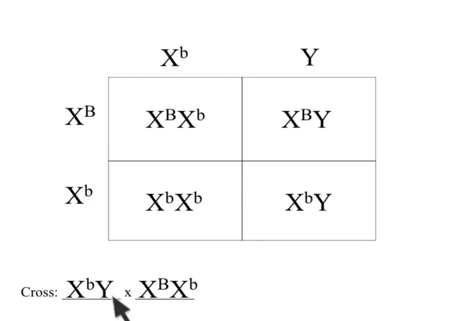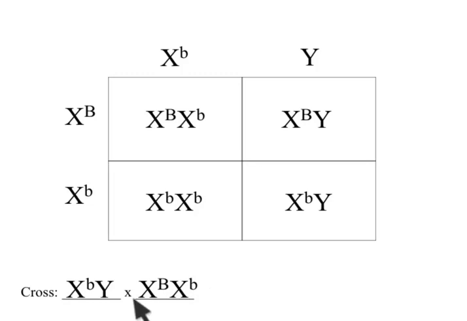Here we see the male that on his X chromosome for being colorblind carries the recessive allele, and then nothing on the Y. And here we have our female, which was described as being heterozygous, so one of her X's has the dominant, the other X has the recessive.